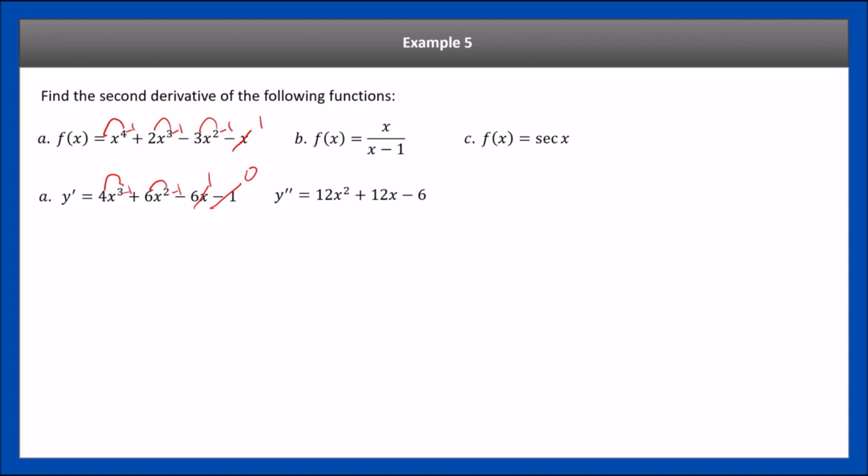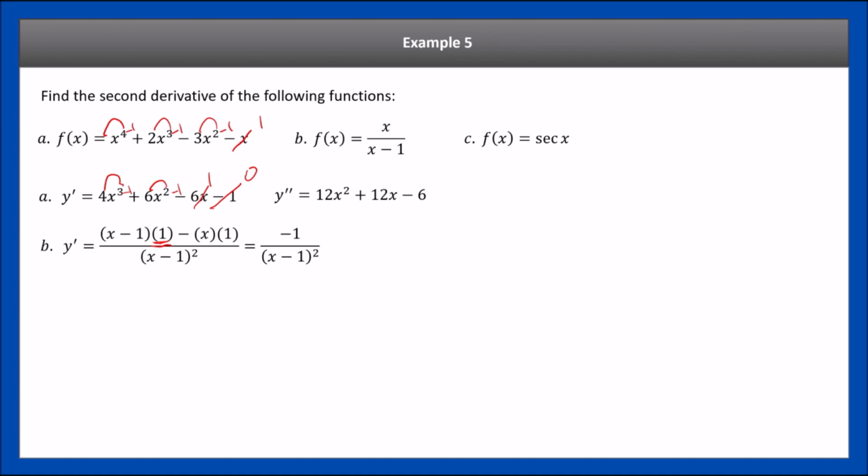Now for part B, we got to use a quotient rule. So remember, low d high, minus high d low. The derivative of x is 1, and the derivative of x minus 1 is also 1, so it's actually an easier derivative. So we got the derivative of x here, and the derivative of x minus 1 here. But in any case, we get negative 1 over x minus 1 squared.